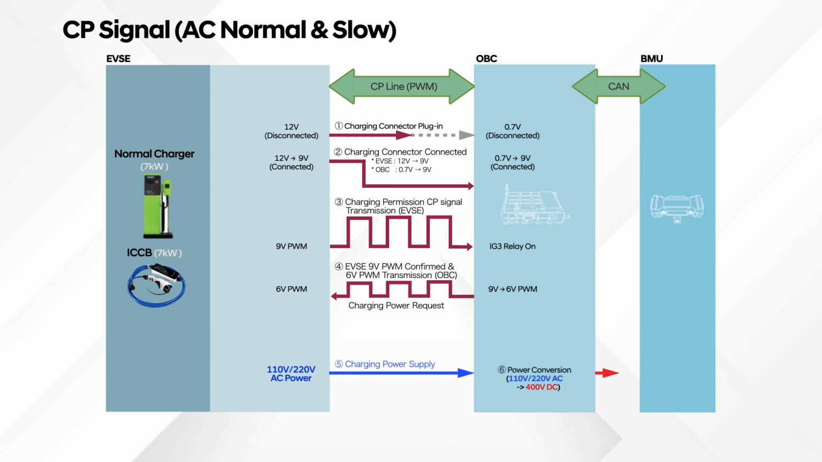The OBC boost converts the supplied AC power into 400-volt DC power to charge the high-volt battery. The OBC requests the BMU to set PRA main relay on. The BMU sets PRA main relay on and feeds back to the OBC. The OBC supplies 400-volt DC power and starts charging.